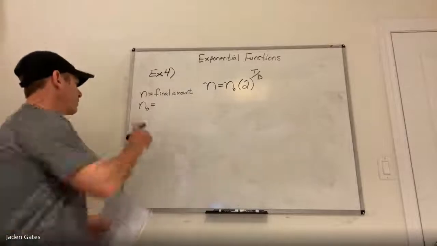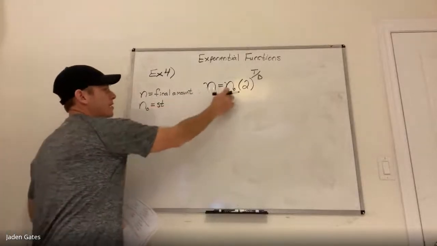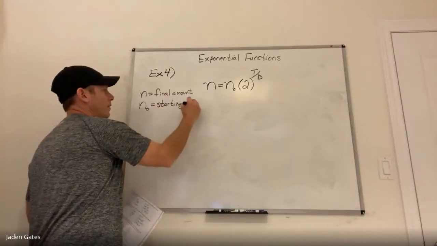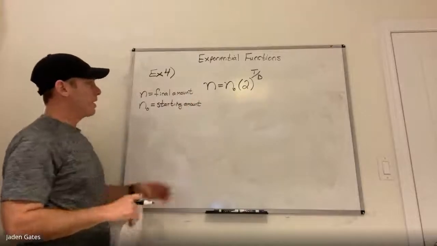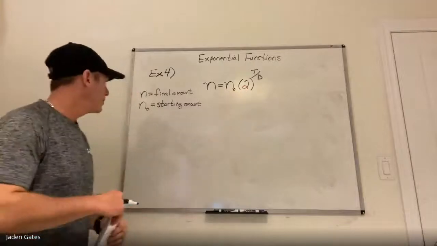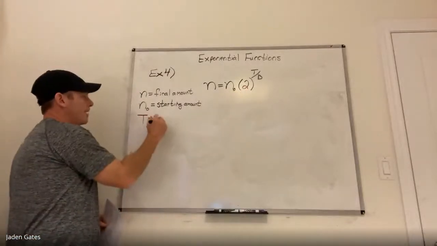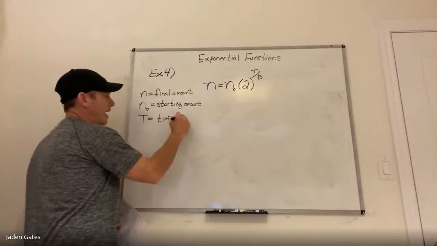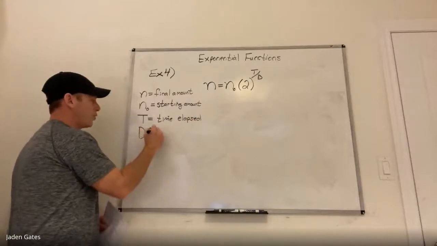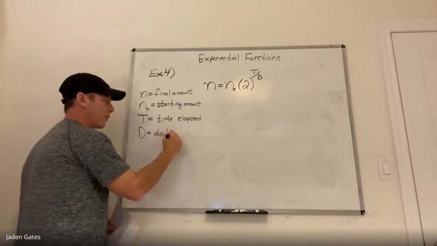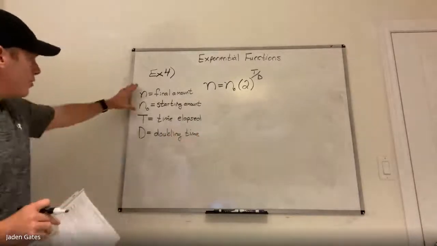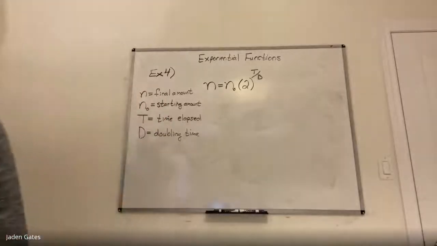N naught, again, is like your A value, it's your starting amount. And, well, because we're talking about when the Earth's population doubled, that's why there's a 2 there. T is the time that's gone by, time elapsed. And D is what's called your doubling time, how long it took for something to double. All right, so there's a new equation for you. It's called your doubling time formula.